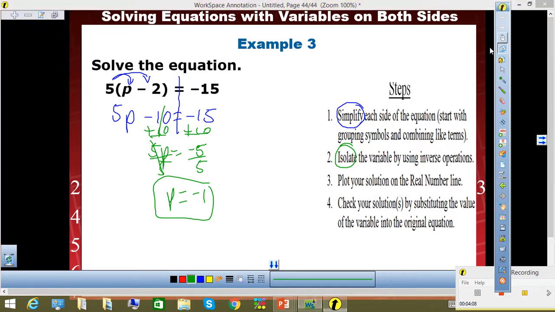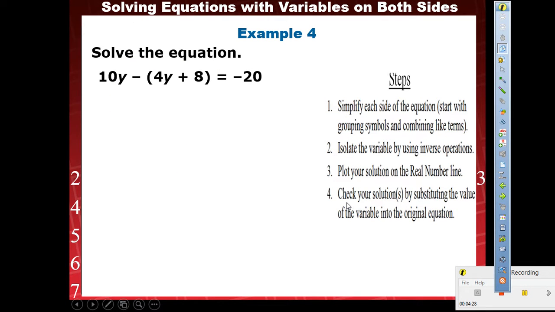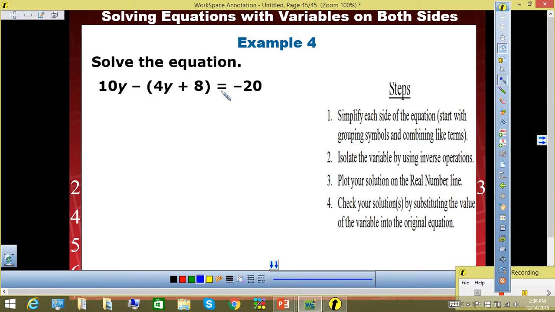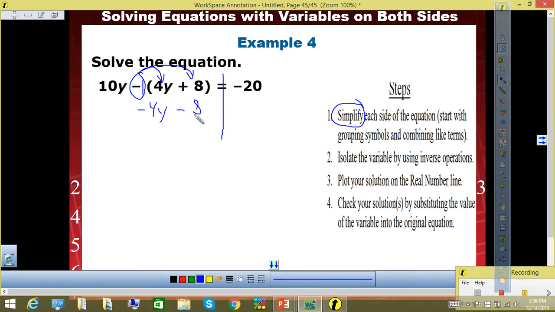Okay? Let's go to the next one, number 4. Copy this one. We got 10y minus parentheses 4y plus 8 close parentheses equals negative 20. Line down the equal sign. First step is to simplify. So now, check this out. Can I simplify this side? Yes. Careful with this one. Look up. Some of you forgot to do this last time. Invisible 1, so therefore you distribute that in here. Negative 4y minus 8. Bring down the 10y equals negative 20.